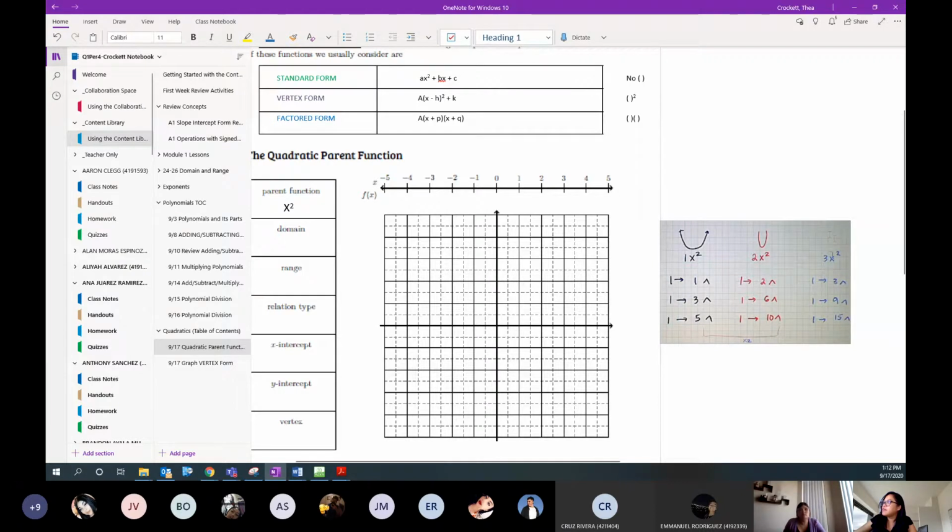And a very, very slim parabola would be 3x squared, because we're tripling the 1, 3, 5. Now it's 3, 9, 15. Okay. But because we are just on the parent function, we're just going to focus on this 1, 3, 5 movement.